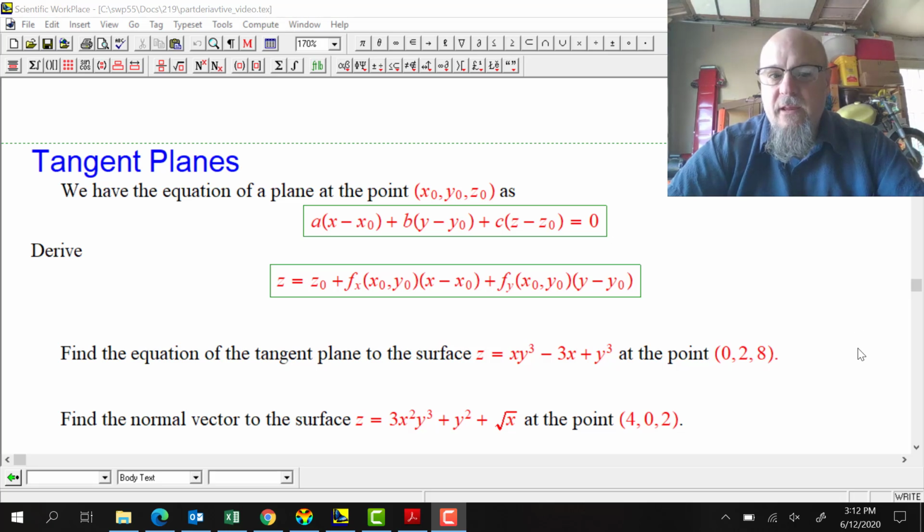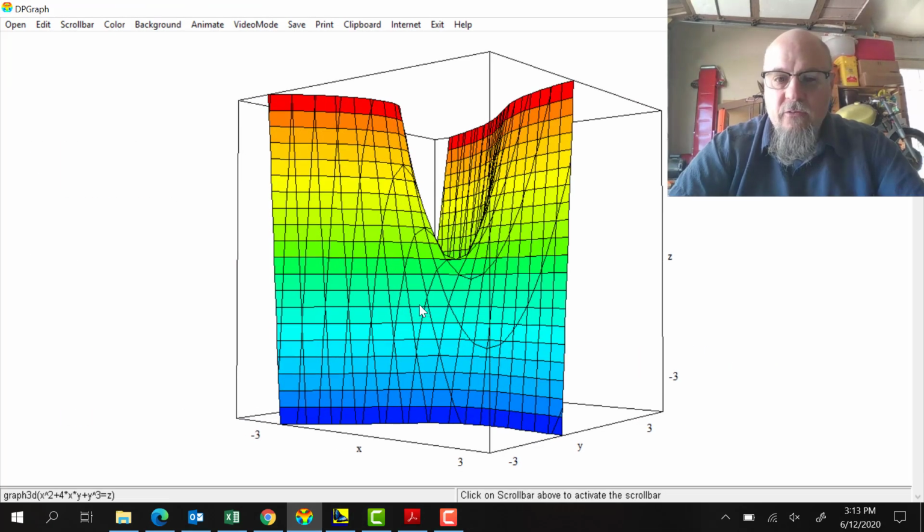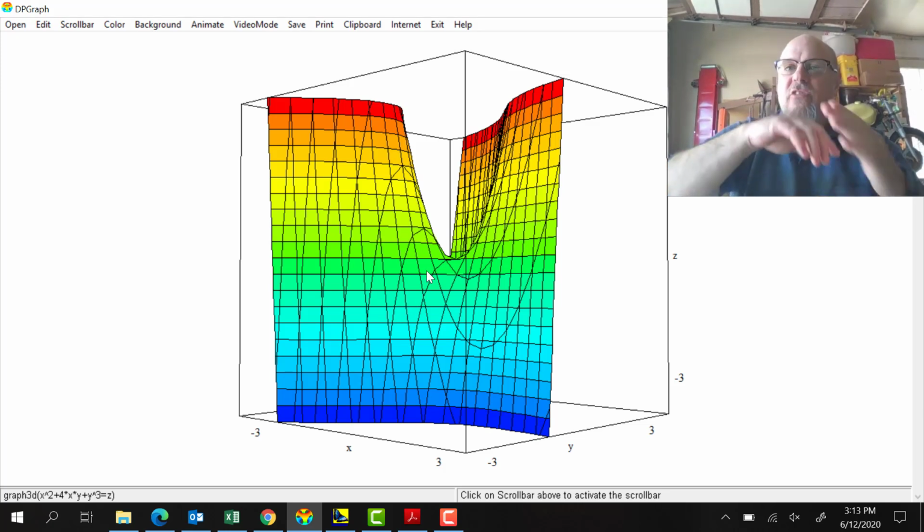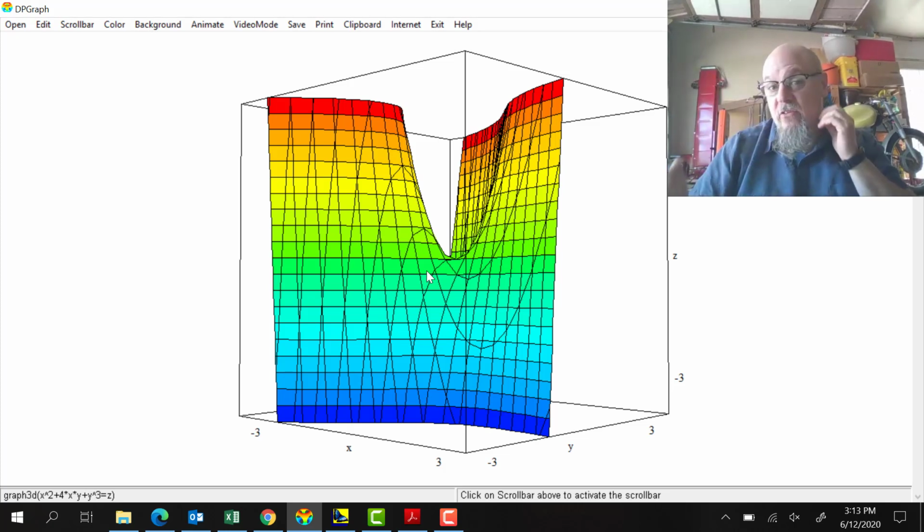Let's talk about tangent planes to a surface. So we have a function, f of x, y. We've got this multivariable function, like one of these. What we want to do is calculate the equation of the tangent plane. Now, a tangent line, like from single variable calculus, would just glance off the curve, and it's a straight line.